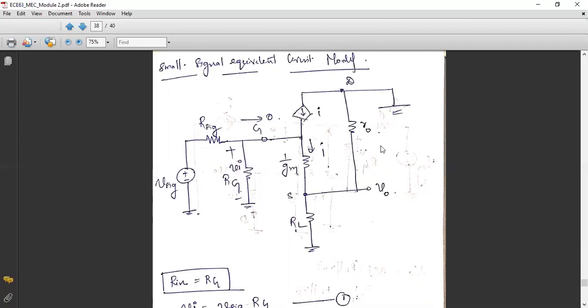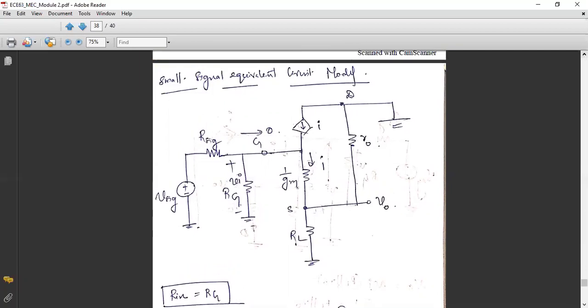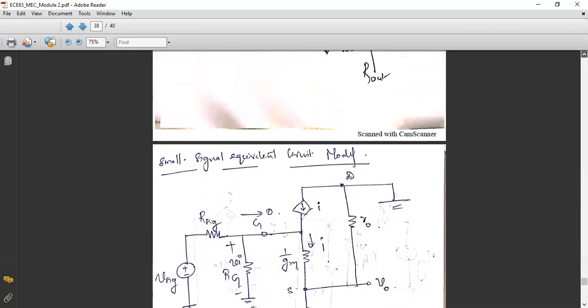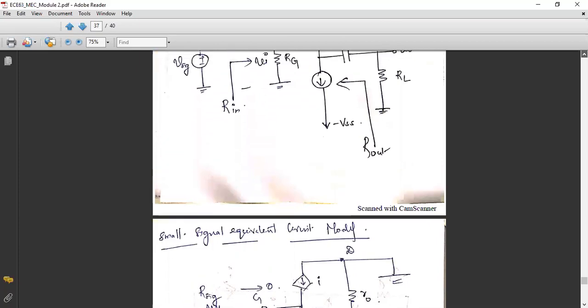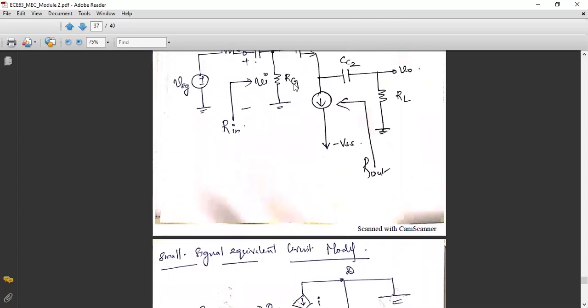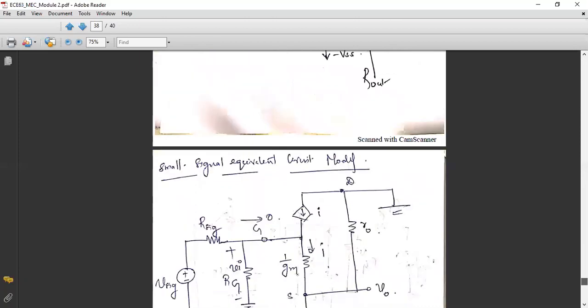And from this particular diagram, directly by observing, you can find Rin as Rg. What is Rin? Just by looking in this way. It is not shown in this picture, but in the previous picture it is shown. See, by looking directly, the only resistance that you can find is Rg. So Rin is nothing but Rg.